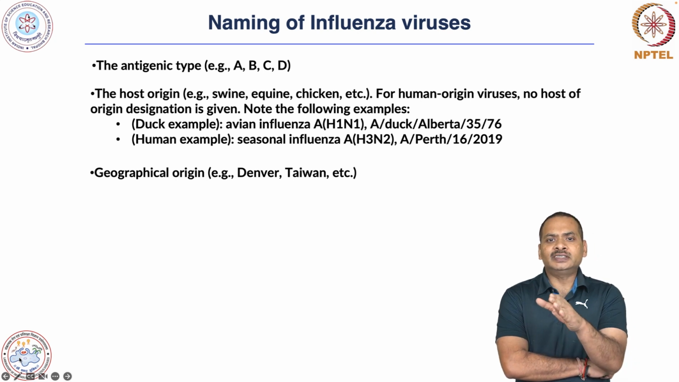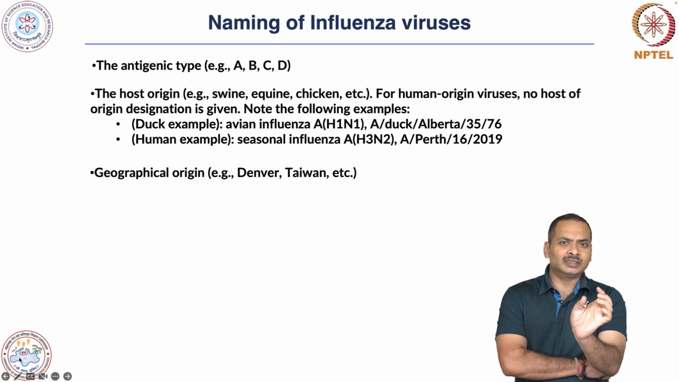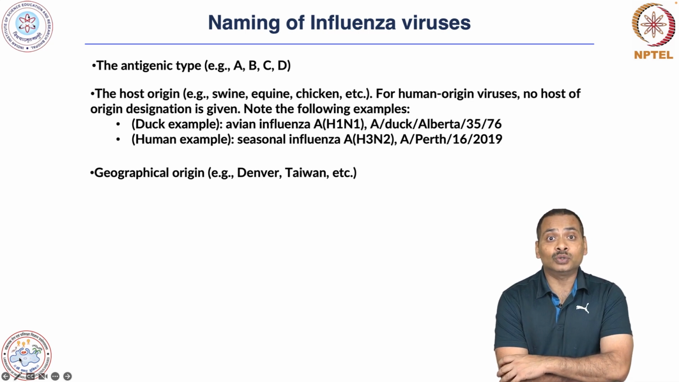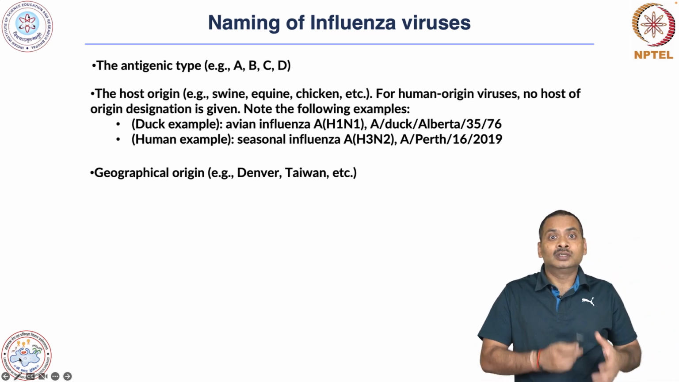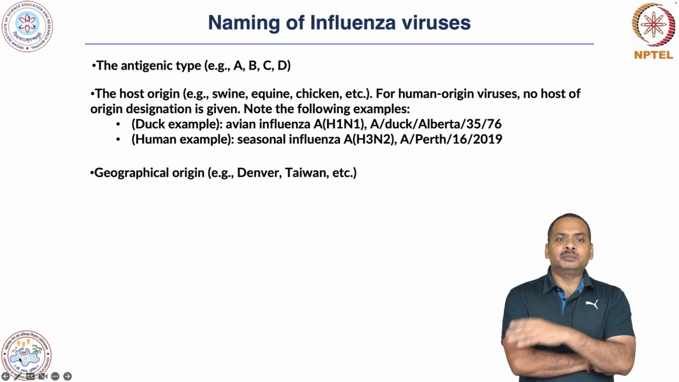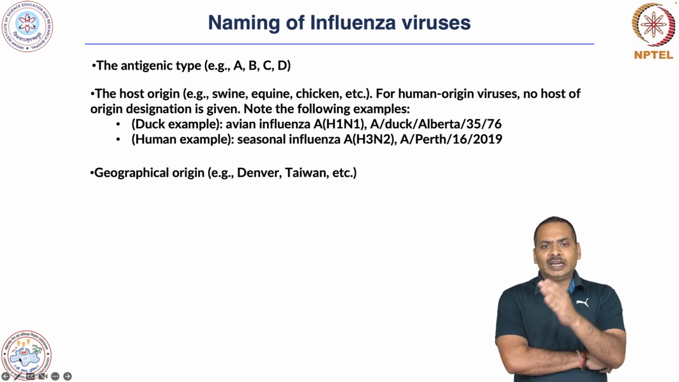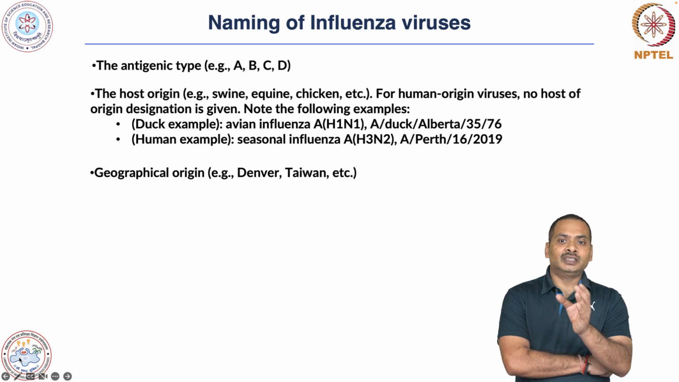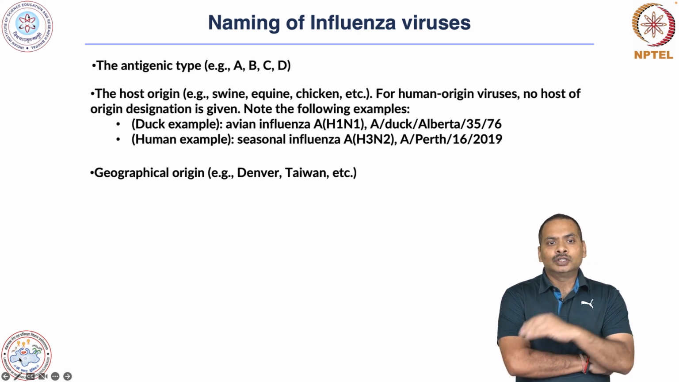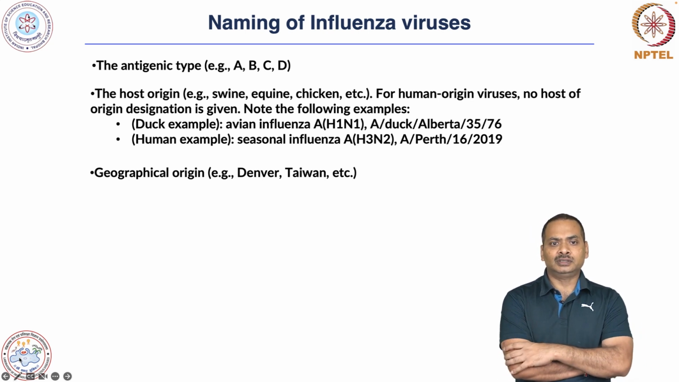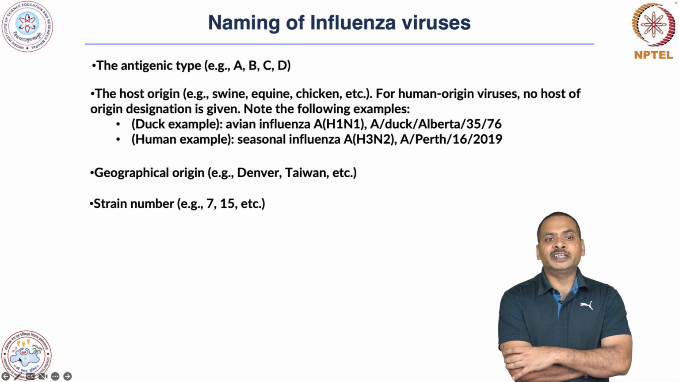So you have seen that the type of influenza is written first, the A, B, C, D, then the origin, and then there will be a geographical origin, which part of the world it originated from. If you see the duck example above, that virus originated from Alberta. So that's why Alberta is written. So the geographical origin is written after the host origin. Then the strain number.